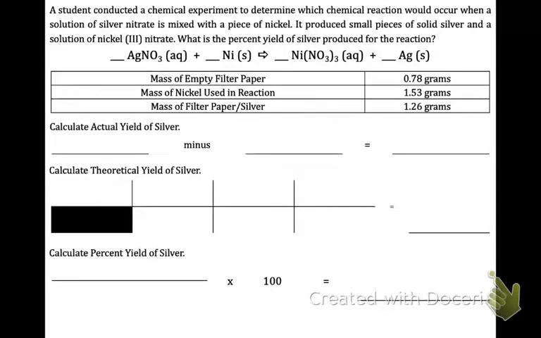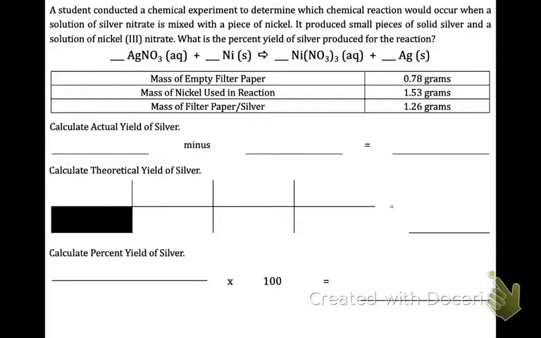Another experiment that you might see gives you the reactants and has you calculate what you should have been able to create. So calculate the theoretical yield. A student conducted a chemical experiment to determine which chemical reaction would occur when a solution of silver nitrate was mixed with a piece of nickel. It produced small pieces of solid silver and a solution of nickel 3 nitrate. What is the percent yield of silver produced for the reaction?